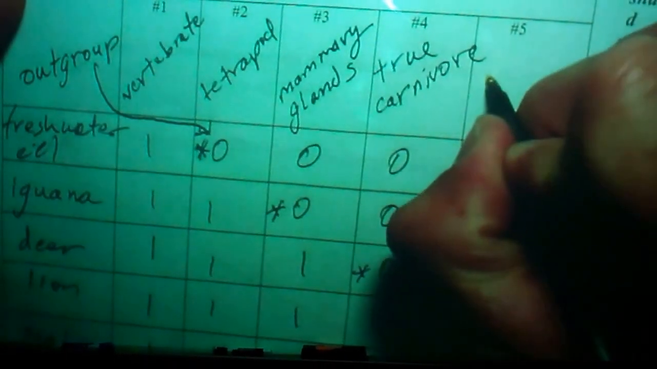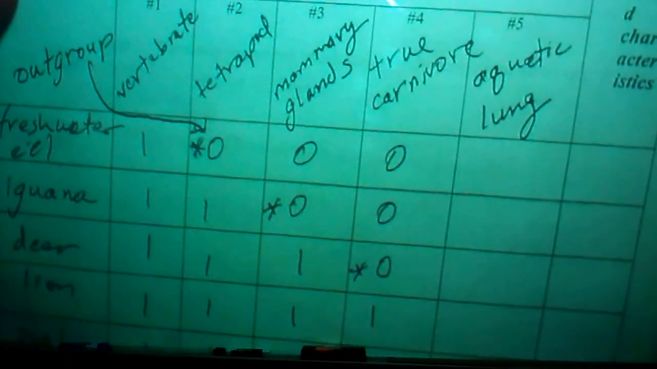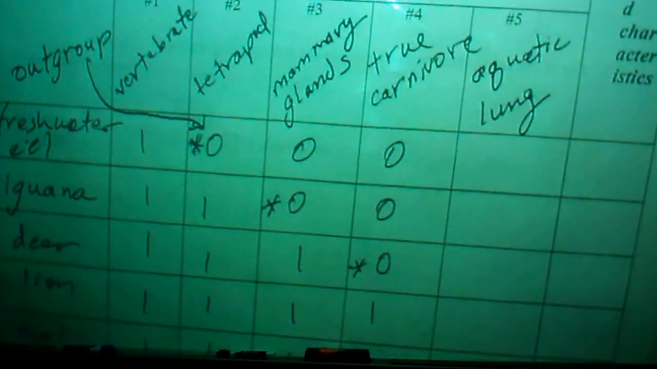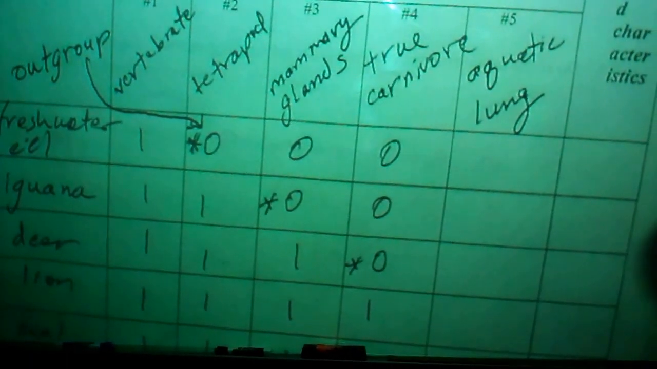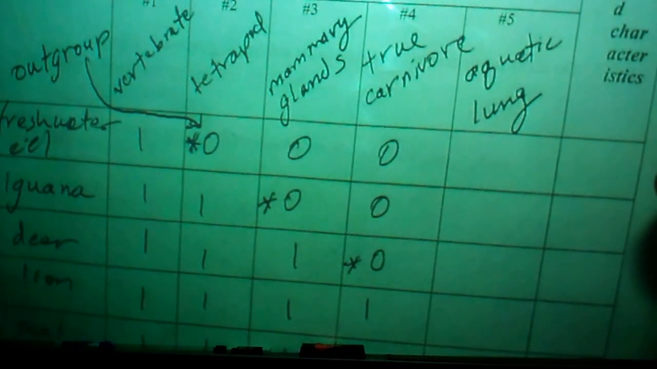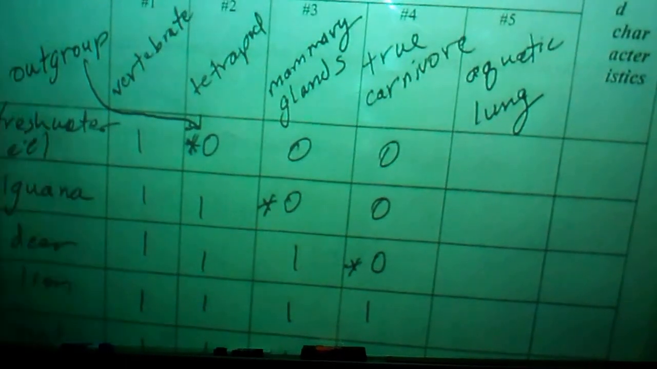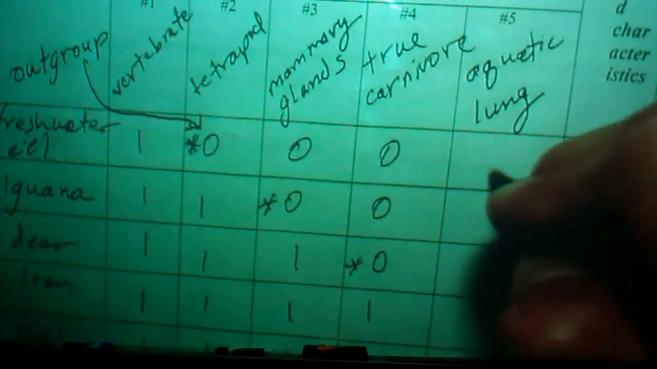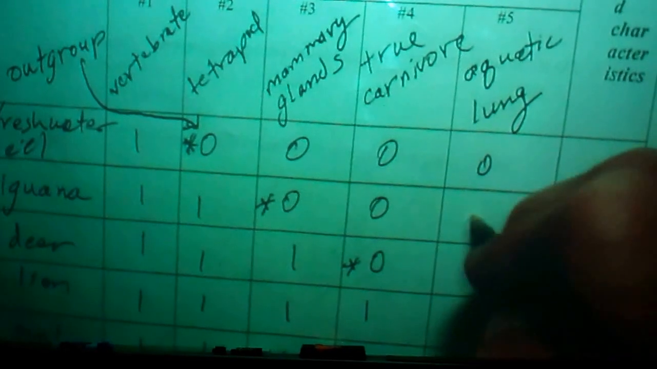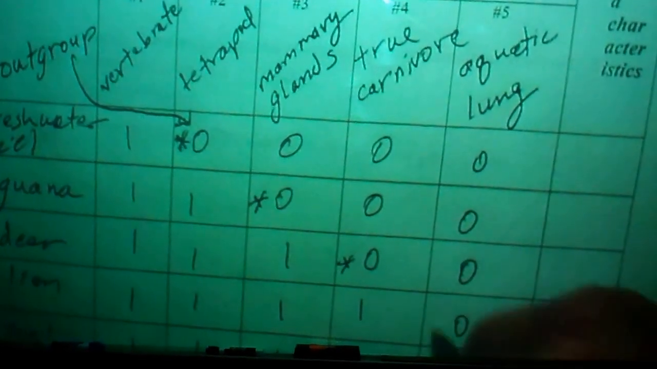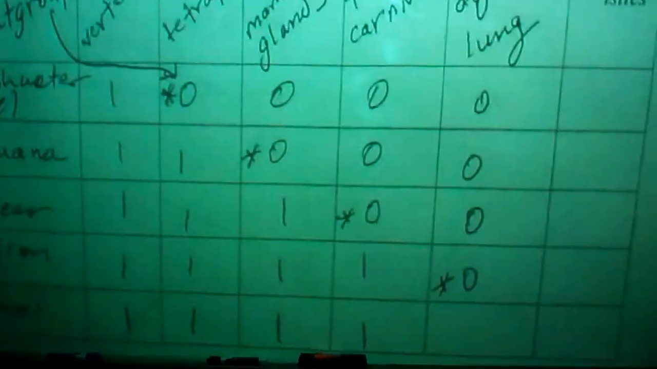The last thing that we came up with to separate the lion and the seal was something called the aquatic lung. And that's something that makes it so animals can stay underwater for a long period of time, and they kind of recycle the gases that are in their lungs. So dolphins and whales and seals can do this. So eels have gills, so they don't fall into that. So eels are zero, iguana, deer, and lions are the new outgroup, and the seal does have the aquatic lung.